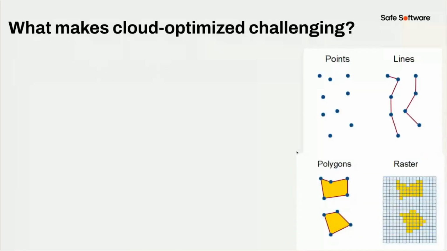So it's important to talk about too the side of what makes cloud optimized challenging. If it's so great, why isn't everyone doing it yet? And in addition to just historical things that have already been set up and pipelines, there are many existing geospatial data formats, not just rasters.